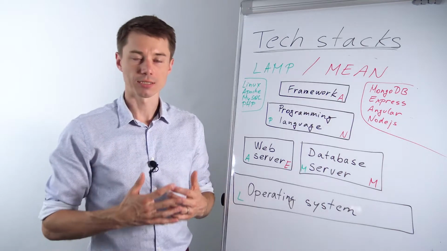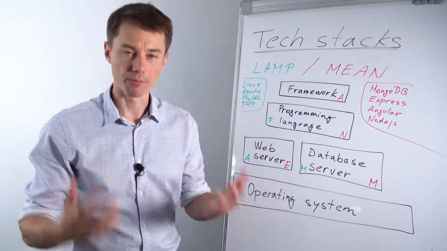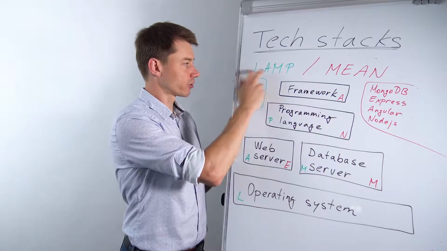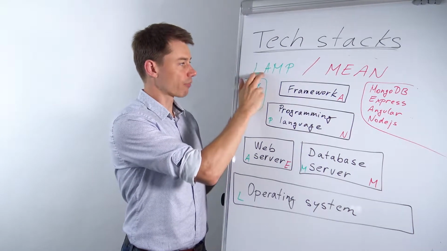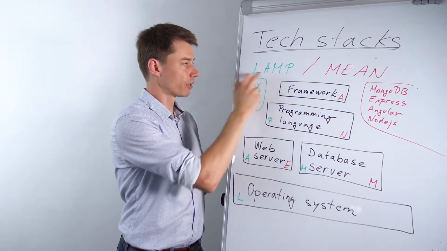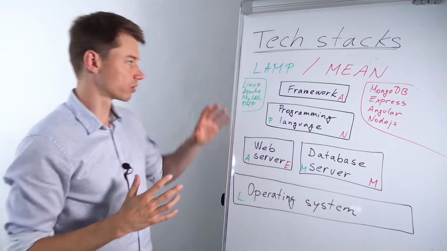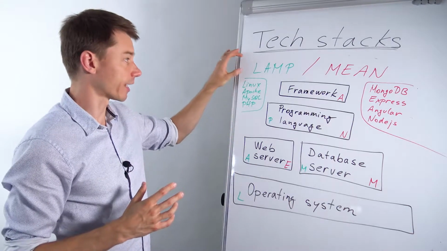Some patterns, some favorite combinations started to emerge at some point. And one of the most favorite combinations is LAMP: Linux, Apache, MySQL, PHP. LAMP is an acronym of 4 letters, and it is one of the most popular tech stacks.